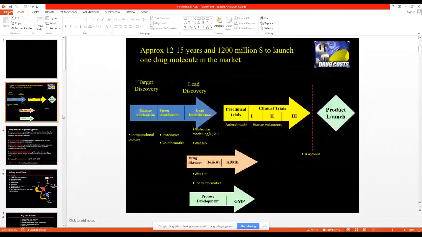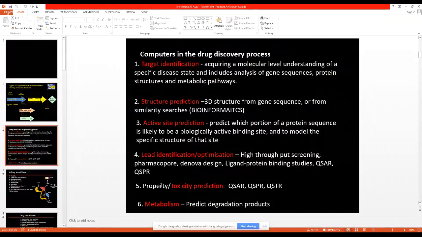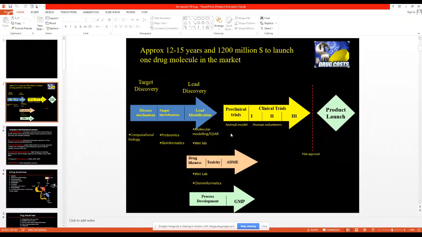Then we, of course, go into the lead identification, lead optimization, using a large number of tools. And then we can predict properties and toxicities using quantitative structure activity relation, quantitative structure property relation, quantitative structure toxicity relation. I think you will be coming across all these in the next set of lectures. We can use pharmacophore based modeling, try to identify what are the common features between certain leads. We can even predict degradation product. Okay, so many things can be done using computational tools.